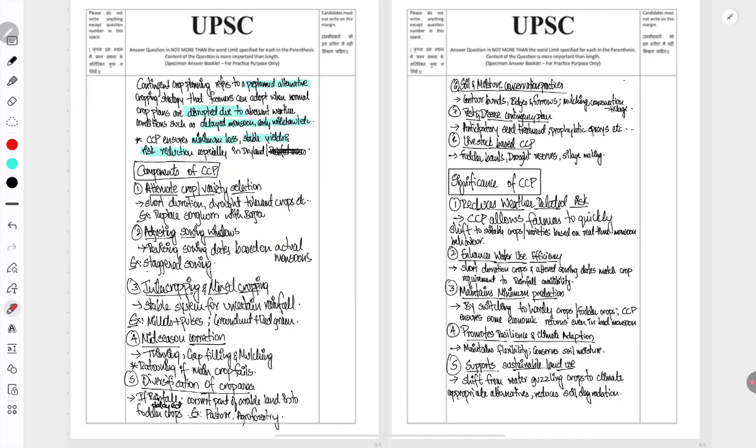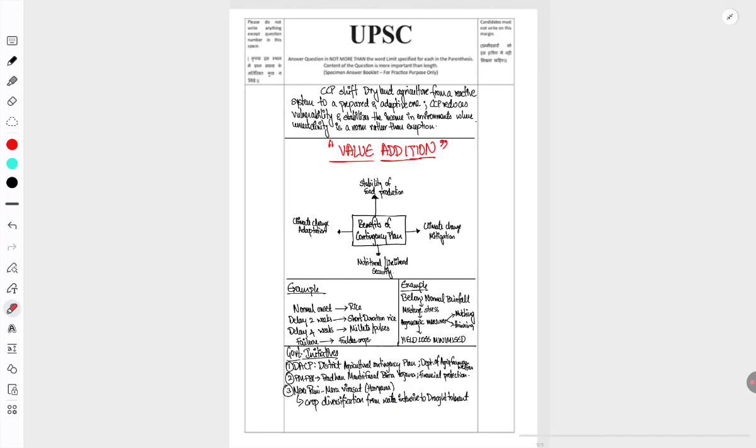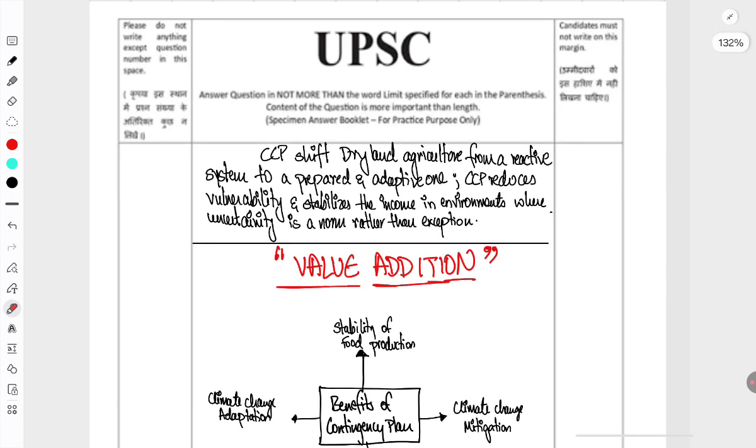Since we have to write nearly 4 to 5 points each, so out of these 8 points, it's enough if we recall and exhibit 5 points in the exam. Hence there will be a short space left to write the conclusion. Like contingency crop planning shifts dryland agriculture from a reactive system to a prepared and adaptive one, and therefore CCP reduces vulnerability and stabilizes the income in environments where uncertainty is a norm rather than exception.